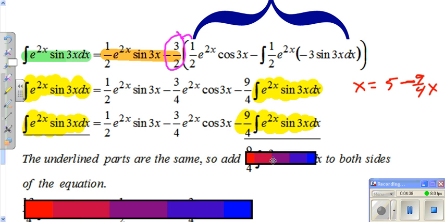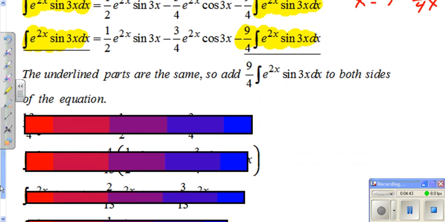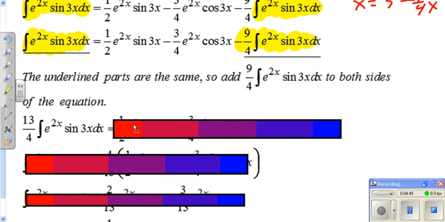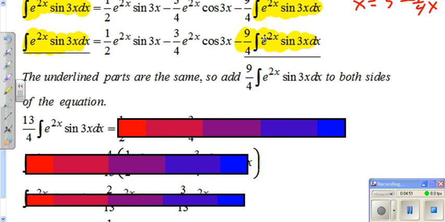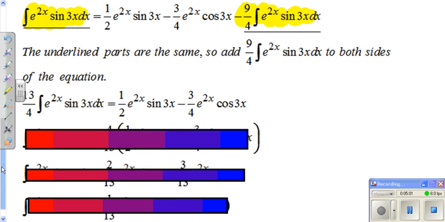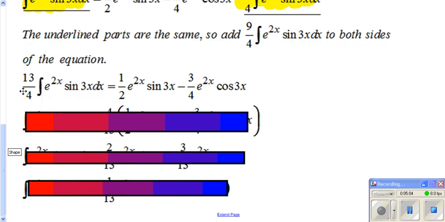So here we're going to add a 9/4 of our integral to both sides. You take your 1 plus your 9/4, which gives you 13/4 of your integral on the left side. You added a 9/4 of your integral here, so that drops out, leaving you only with this stuff that's not highlighted on the right-hand side. You're trying to get just your integral. You don't want to have a number in front. So you need to get rid of that, so multiply both sides by the reciprocal, 4/13.